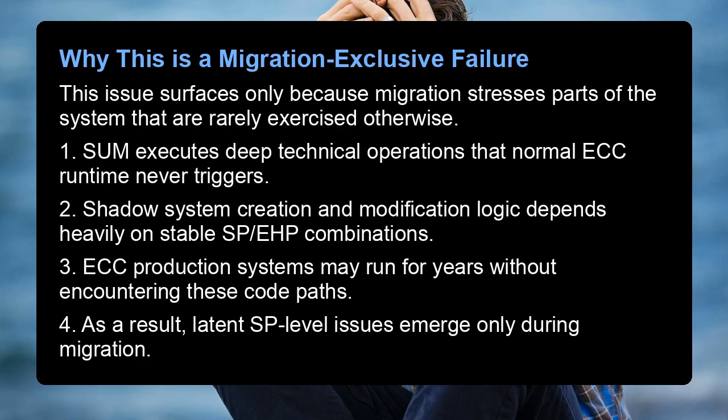Why is this a migration-exclusive failure? This issue surfaces only because migration stresses parts of the system that are rarely exercised otherwise. 1. SUM executes deep technical operations that normal ECC runtime never triggers. 2. Shadow system creation and modification logic depends heavily on stable SP or EHP combinations. 3. ECC production systems may run for years without encountering these code paths. 4. As a result, latent SP-level issues emerge only during migration.